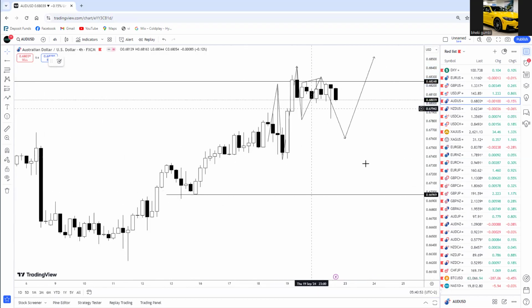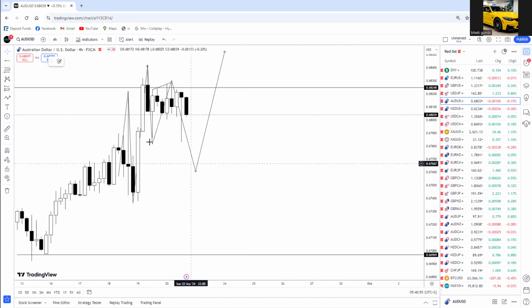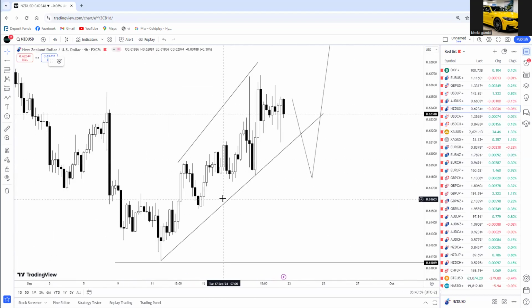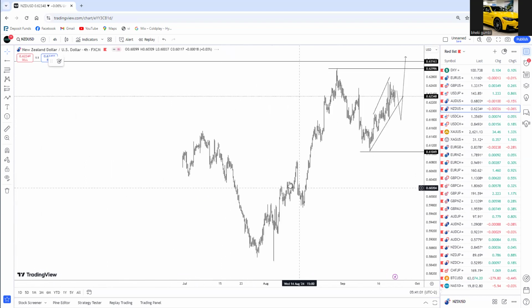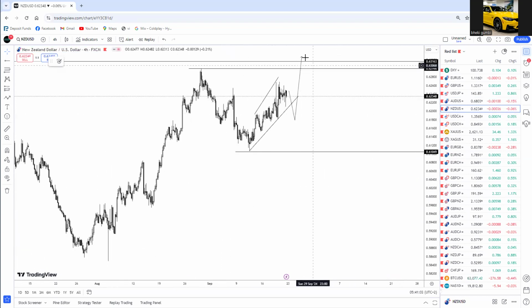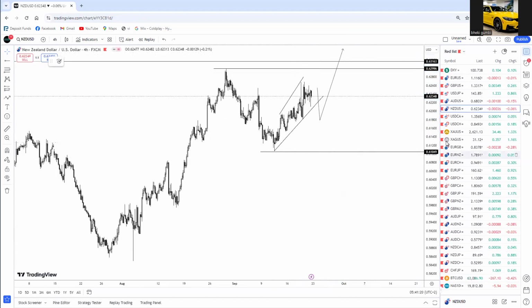You check. So for now, for next week, that's what I'm expecting. NZD is pretty much the same thing as the other pairs. So pullback, upside. If they break the top first, then the pullback is going to be much bigger. You check. I might even consider taking a sell, but if they don't break the top, only buys I'm going to be looking for. You check.